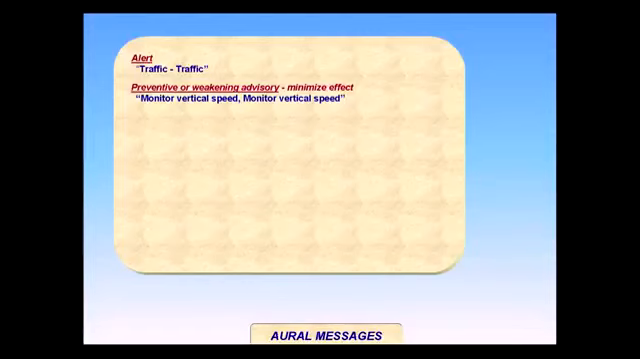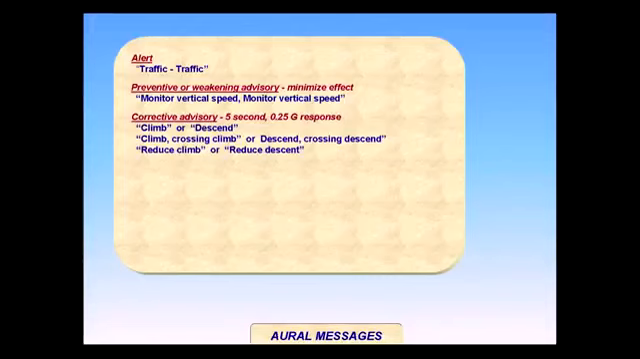Climb, climb, climb, or descend, descend, descend. Set vertical speed to the area shown in green on the VSI. Maneuver at 1,500 to 2,000 feet per minute within 5 seconds to avoid the red prohibited area on the VSI tape.